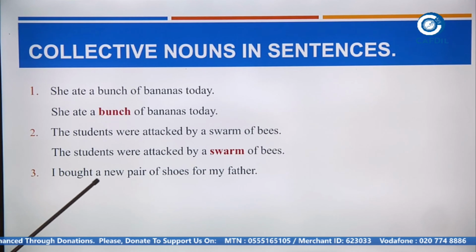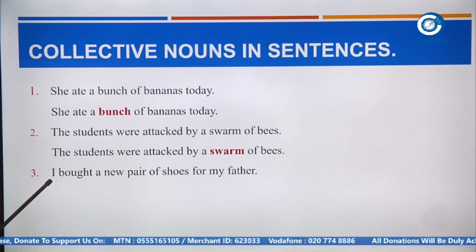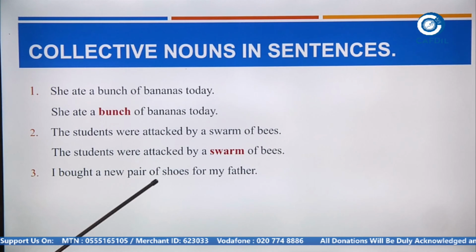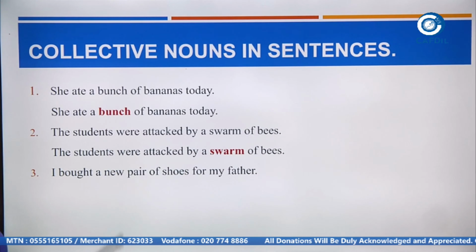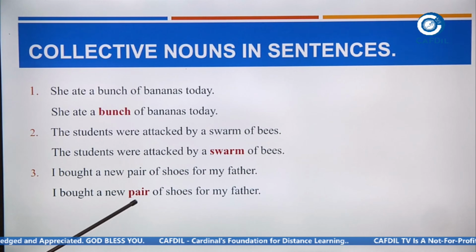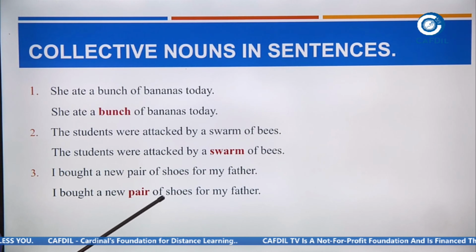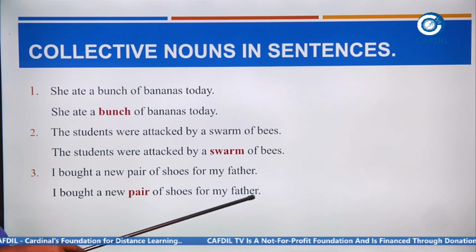3. I bought a new pair of shoes for my father. What do you think will be the collective noun in this sentence? All right. So we have pair. Pair of shoes. I bought a new pair of shoes for my father.